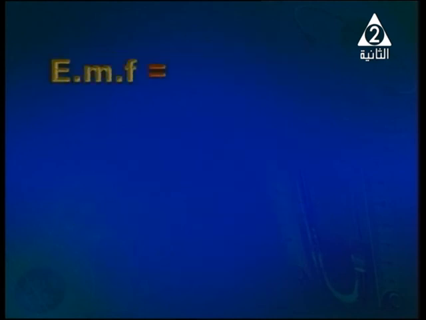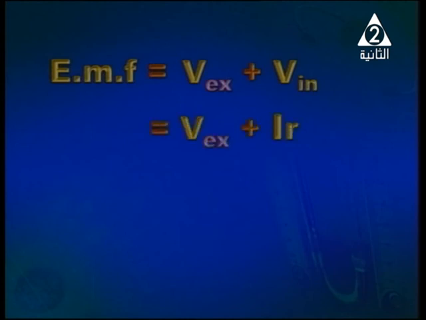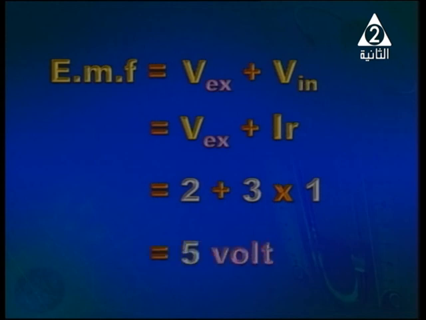And now we can calculate the EMF of the cell. It is equal to V external plus V internal. Okay, V external plus Ir. So it is V external, which is 2 volt, plus 3 times 1. It will be 5 volts. So the EMF of the cell is equal to 5 volts.